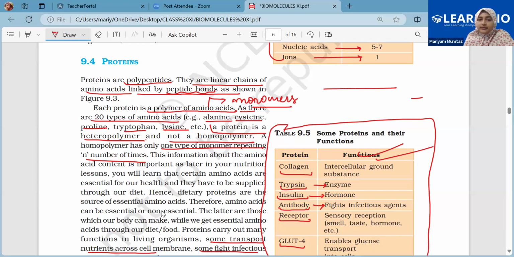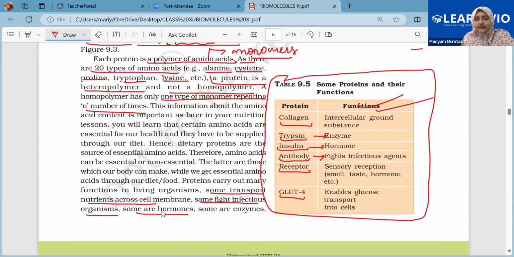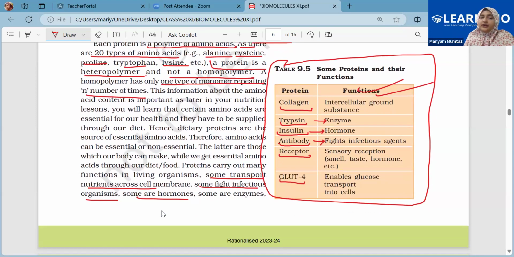This information about the amino acid content is important, as later you will learn that they are very essential for health. Now, the amino acid can be essential or non-essential for us. First let's talk about non-essential ones. Non-essential ones are the ones that we take through our diet. But the essential ones are something that we are not able to take through our diet, so we have to take it externally. Proteins carry out many functions in the living organism. Some transport nutrient across the cell, some fight infectious agents, and some are the hormones.